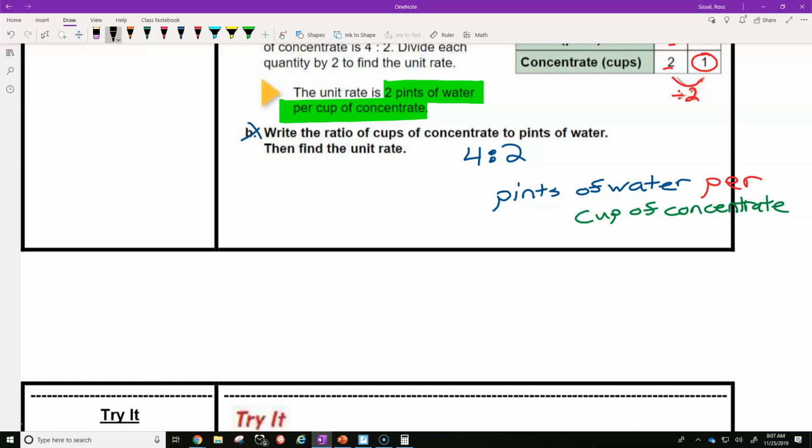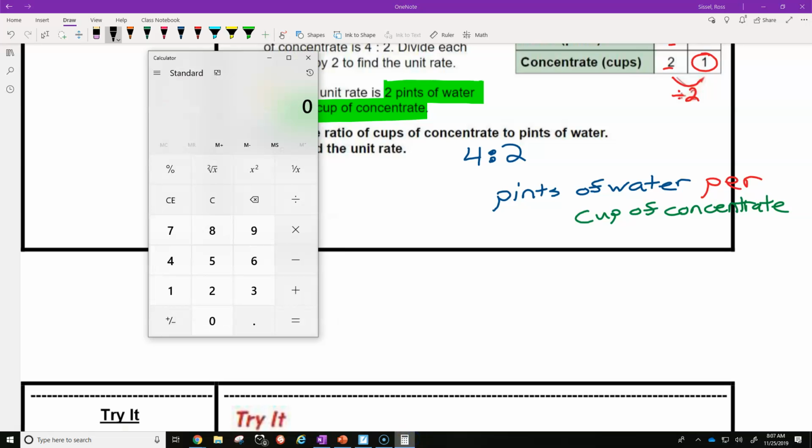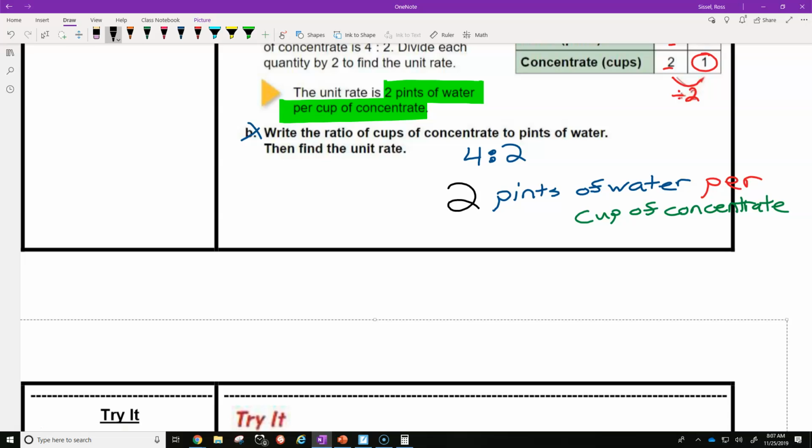When I have this, instead of making the ratio table, I could have easily just said, okay, pints of water, I have 4. I don't need a calculator for this, but it'll help you see it. I have 4 pints of water per. Per is telling me I'm going to divide by cups of concentrate. I had 2, so divide by 2. Okay, 2. So that tells me my answer is 2 pints of water per cup of concentrate.